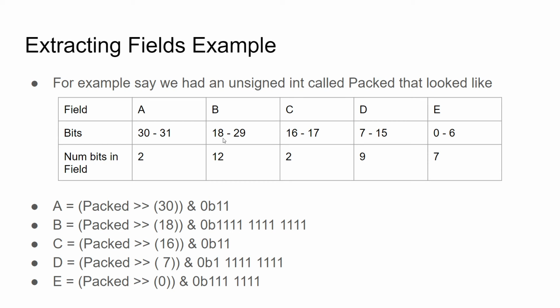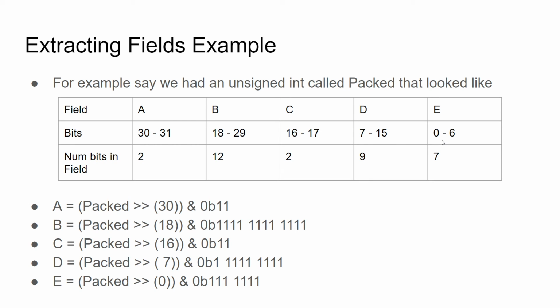Then how many 1s do we have to AND it with? 12, because there are 12 bits in the field. C, how far to the right do we need to move it? 16, because its lowest bit is at 16. Then how many 1s do we have to AND it with? 2, because there are 2 bits in the field. D needs to be moved to the right by 7, because its lowest bit is at 7. And then we AND it with 9 1s, because there are 9 bits here.